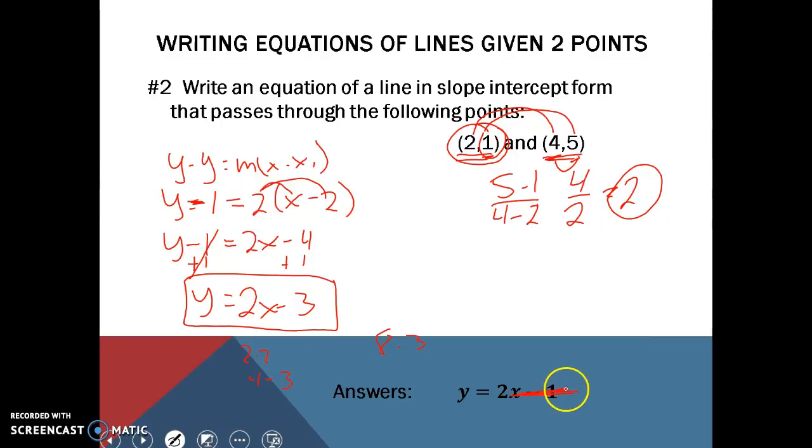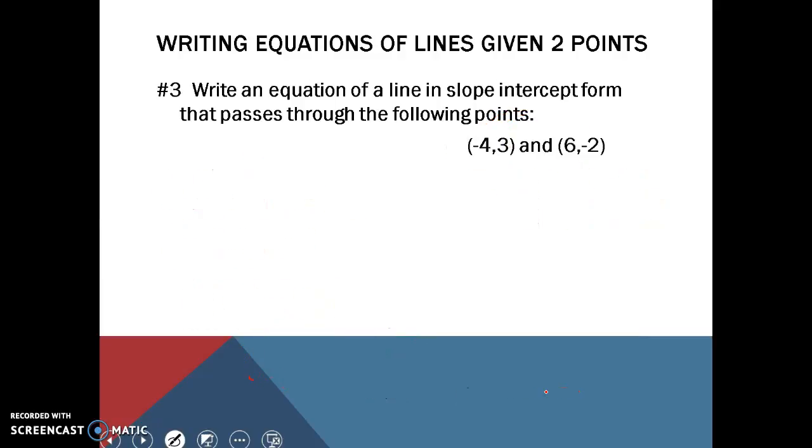This answer here was wrong because it's 2x minus 3, not 2x minus 1. So let's move on to the next question. It says write an equation of a line in slope-intercept form that passes through the following points. So if you're doing this video for the first time, you might want to pause the video right now, try this one on your own, and then start the video back up and see if you get it correct.